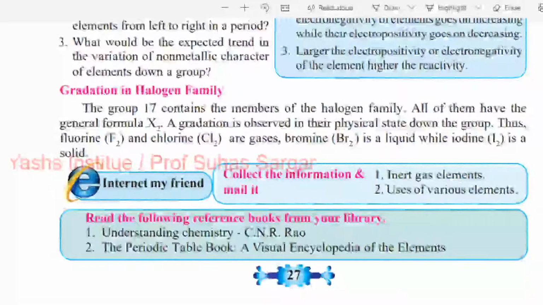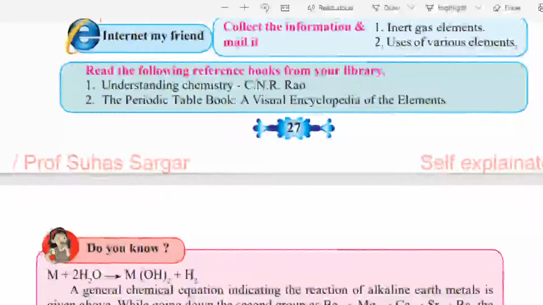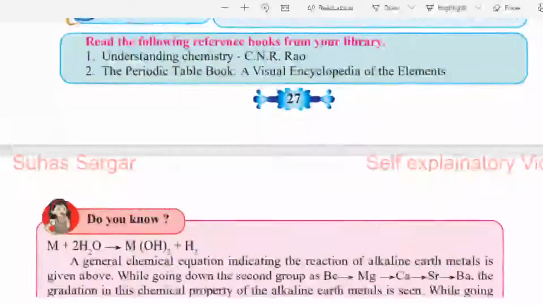Collect the information and mail it. Internet, my friend. In a box: inert gas elements and uses of various elements. In a box, read the following reference books from your library: Understanding Chemistry by C.N.R. Rao. Second, the periodic table book, the visual encyclopedia of the elements.